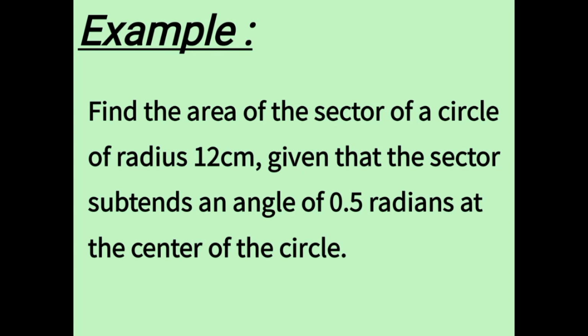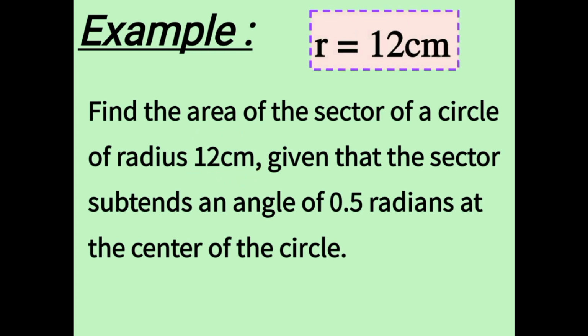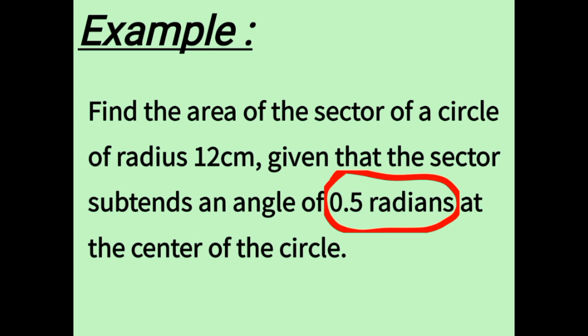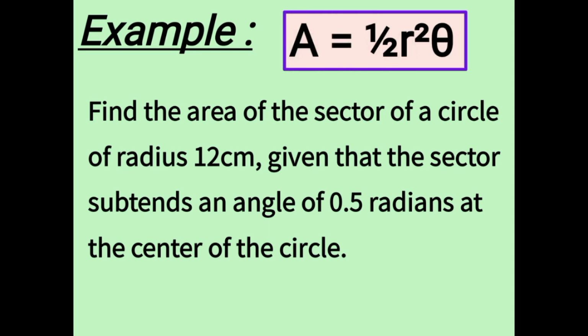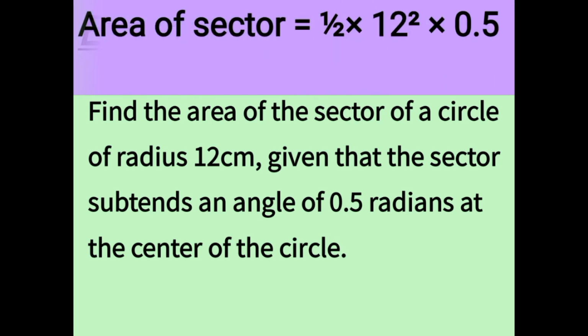Find the area of the sector of a circle of radius 12 centimeters, given that the sector subtends an angle of 0.5 radians at the center of the circle. So the radius of this sector is 12 centimeters, so r equals 12 centimeters. And the angle subtended at the center is 0.5 radians, so theta equals 0.5 radians. Now, using the formula A equals half r squared theta, the area of the sector equals 1/2 times 12 squared times 0.5 equals 36 centimeters squared.